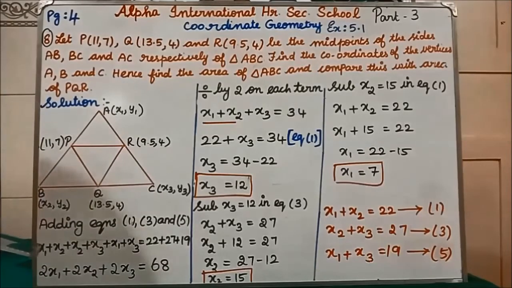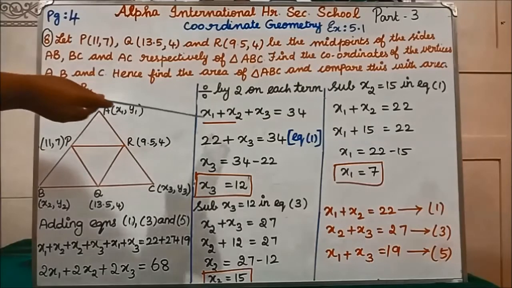After writing this, x1 plus x1 is what? 2x1. x2 plus x2 is what? 2x2. x3 plus x3 is 2x3. If you have 22 plus 27 plus 19, we are getting 68. See, everywhere we are having 2. So we are going to divide each term by 2. Now if you divide by 2, x1 plus x2 plus x3 equal to 68 divided by 2, which is 34.